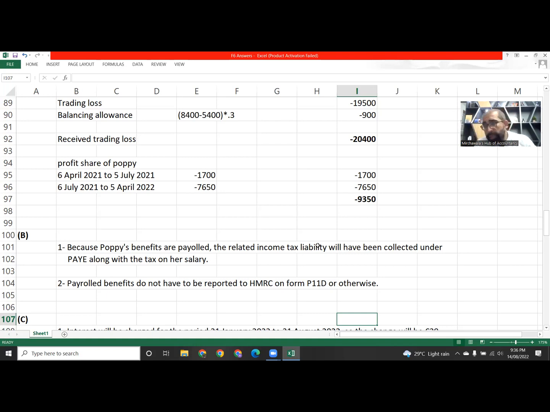As they are using the payroll option, there is no need for the P11D form now. Otherwise, yes, they would have to go for the P11D form for non-cash taxable benefits. Okay, right?